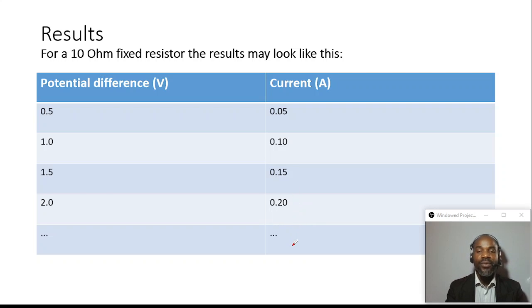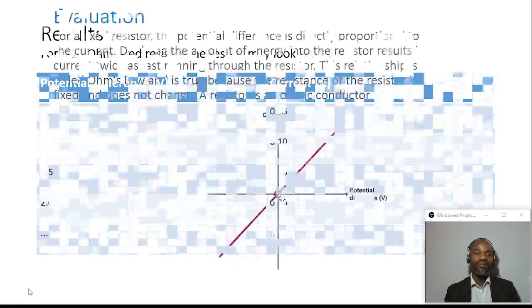All right, having said that, let us now see when the potential difference, PD, is plotted against current, I. Let's see what the relationship would be, because that is the essence of this class. Let's see in our next slide the relationship.